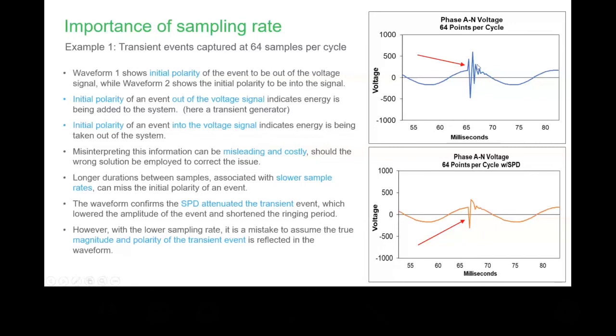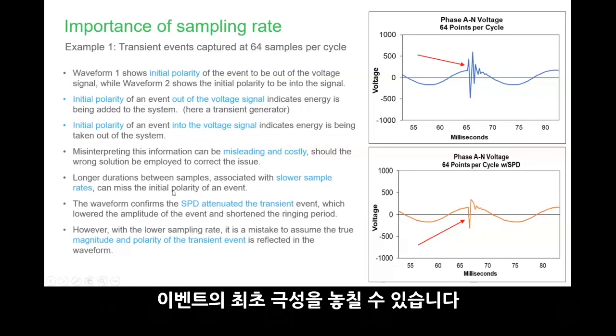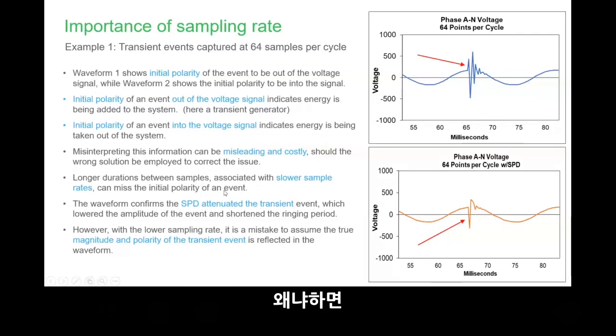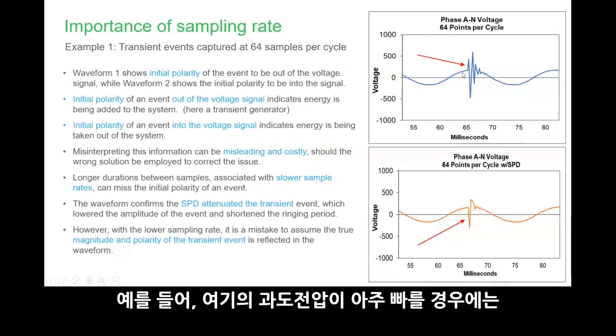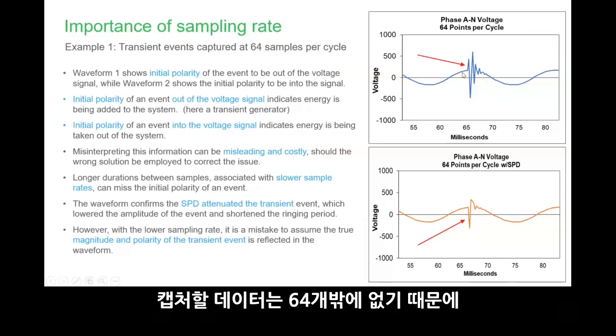A longer duration with a slower sample rate can miss the initial polarity of the event. Why? Because if the transient is very fast, you only have 64 data points to capture it. In that case, a lot of information is missing.